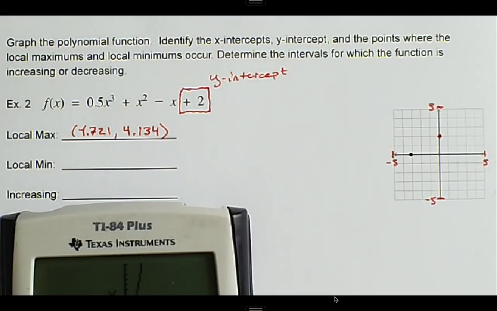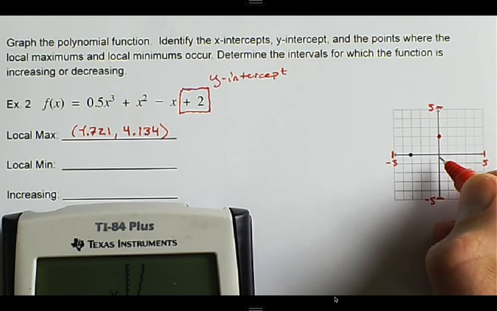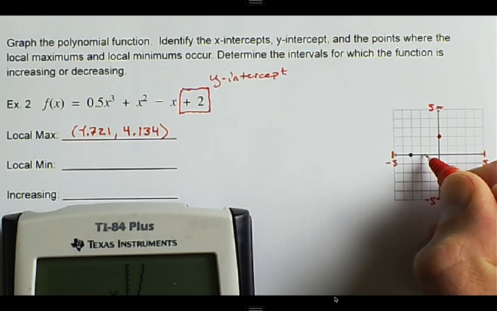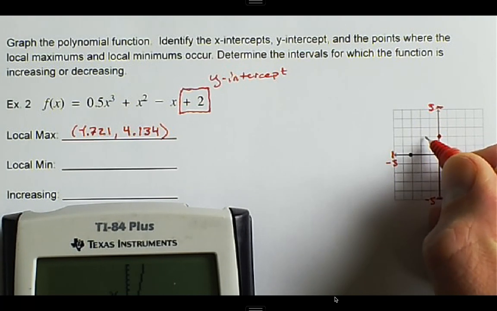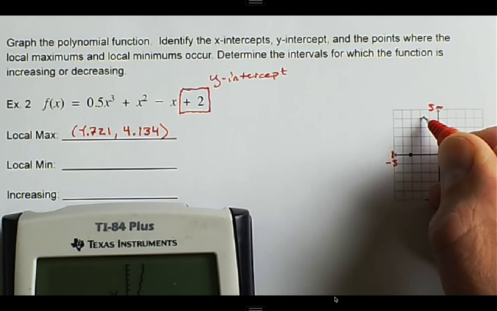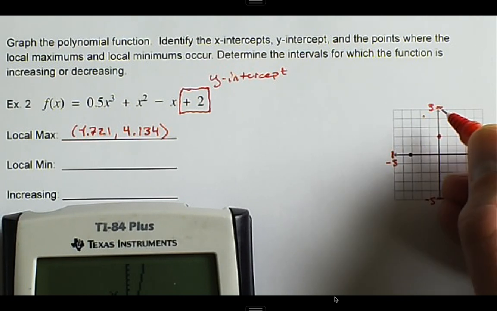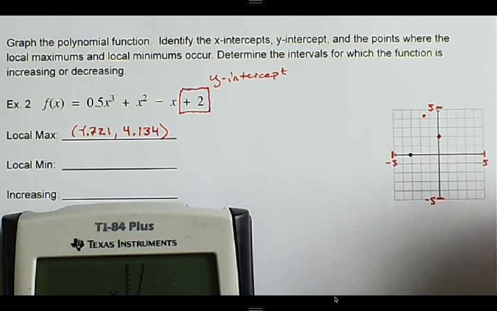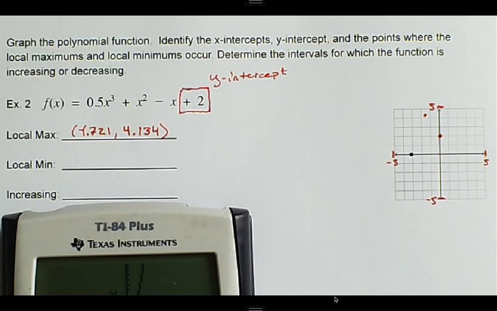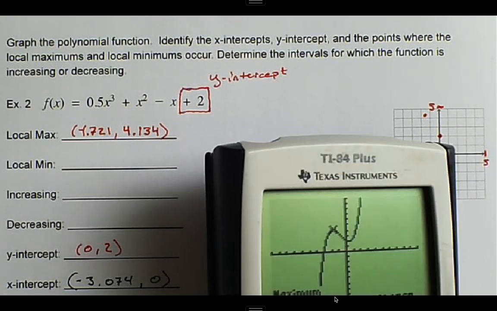And so we can sketch that. So negative 1.7, and then we have 4.1. So 4.1 is going to be almost up here. So that's going to be our local max up there. And then we can do the same process to calculate our local minimum.